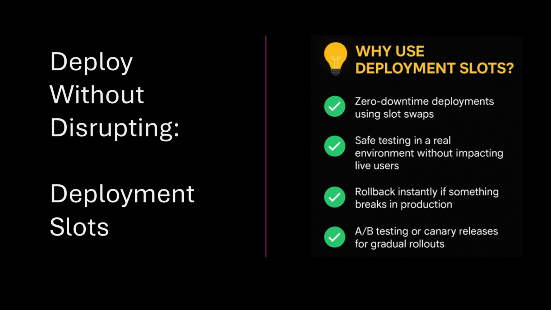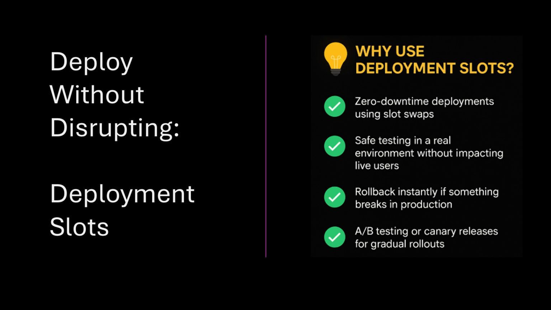By using deployment slots, you give yourself the flexibility to release with confidence. You can test safely in a real environment that mirrors production, all while your users continue interacting with the current version. If anything breaks in production, you are just one swap away from rolling back instantly. You can also roll out features gradually by using A/B testing or canary strategies, controlling how much traffic goes to a new version. And when it's time to go live, Azure makes it seamless.